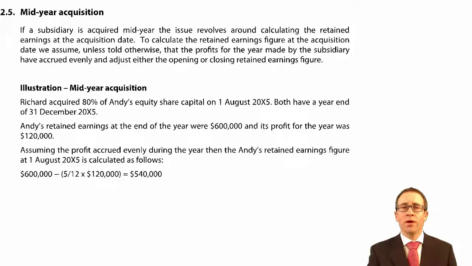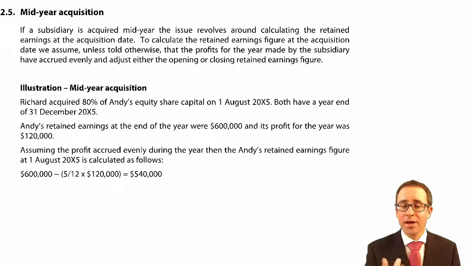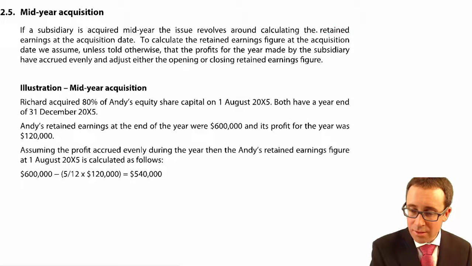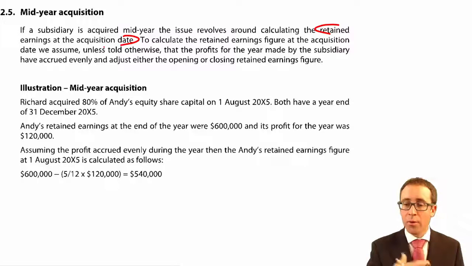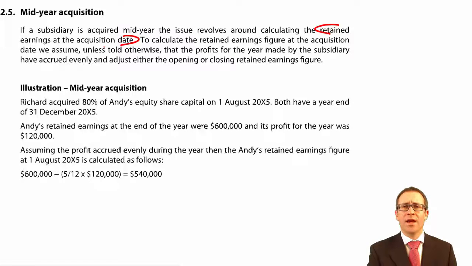So let's go through and look at a small adjustment before we look at the bigger adjustments in the notes. The first one that we look at is your mid-year acquisition. It's only really an issue in working number 2, so calculating your net assets of the subsidiary, and only an issue in terms of working out the net assets of the subsidiary at the date of acquisition. Because when you have the acquisition of the subsidiary part way through the year, then you need to work out what the retained earnings were at that date to be able to work out the net assets at the acquisition date.